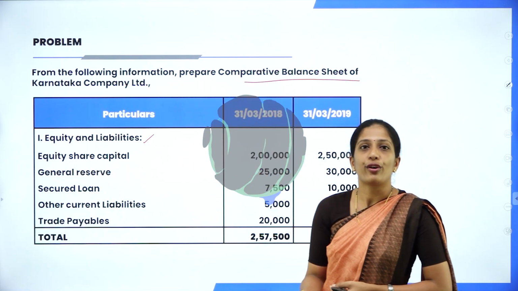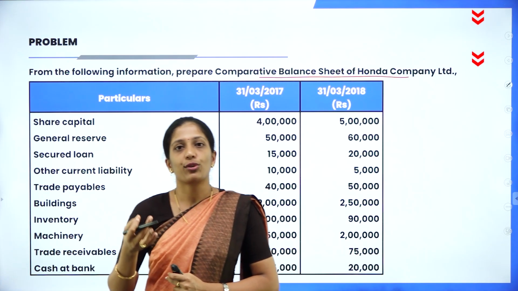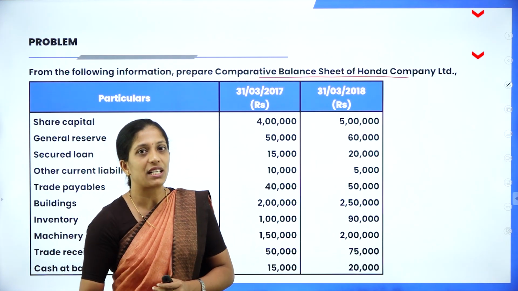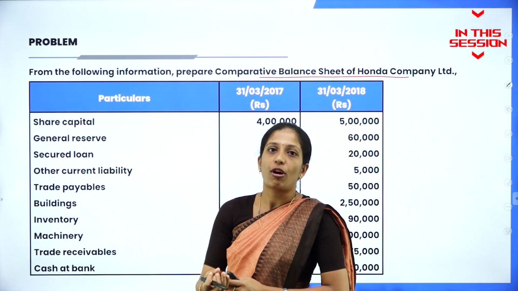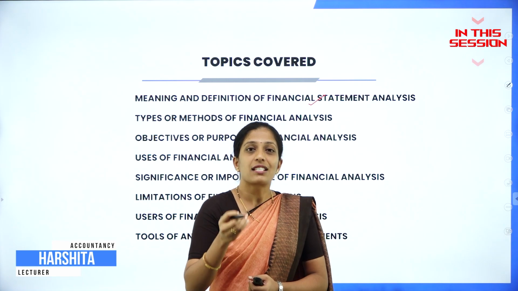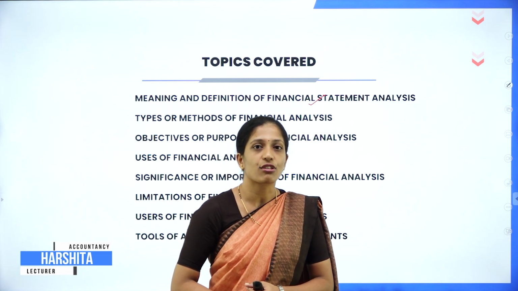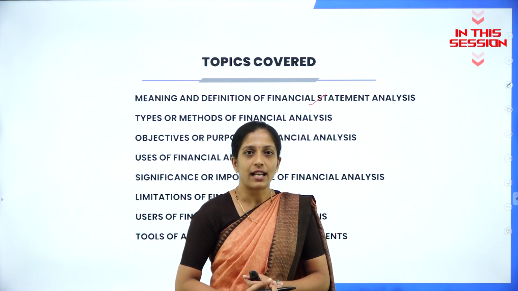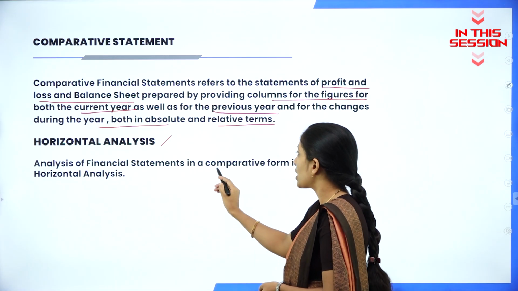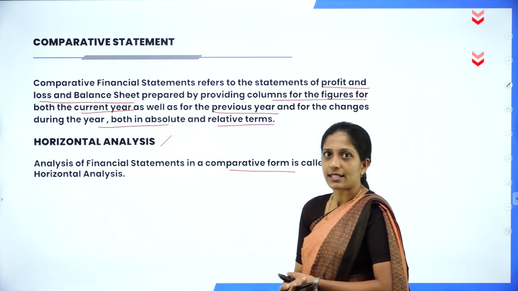Now where does secured loan come? Under non-current liability. Instead of segregating into assets and liability, they have given them simultaneously, where if you know the format, you can directly solve. So what is this financial statement analysis? We are going to discuss each and every item or data in the financial statement, which is called financial statement analysis. So analysis of financial statement in a comparative form is called what? Horizontal analysis.